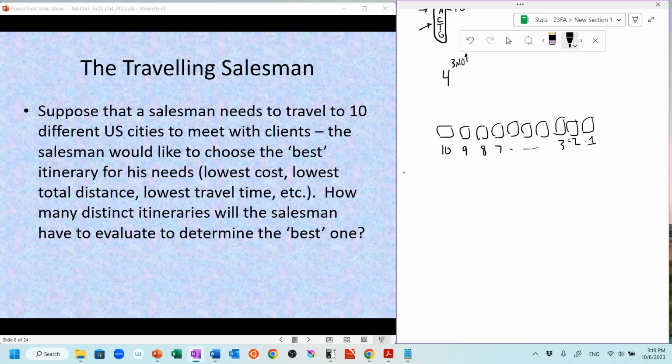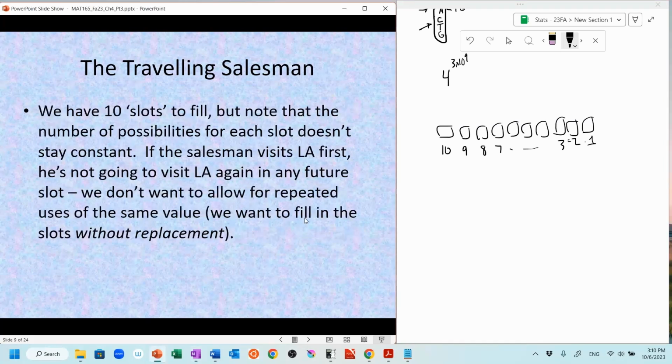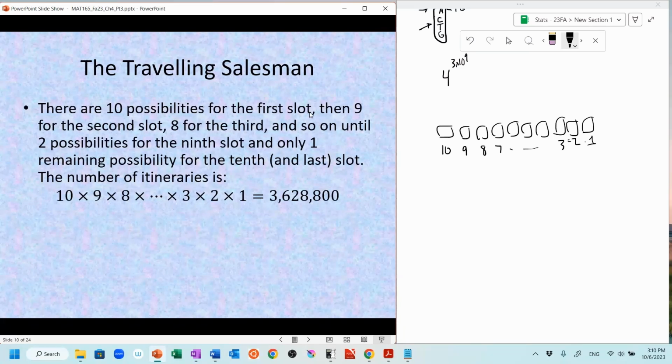Down to 3 for the third to last slot, 2 for the second to last slot. In the last slot, I've already used up 9 of my 10 cities. There's only 1 left, so that gets 1 choice for that last slot. So I see my number of itineraries is 10 times 9 times 8, all the way down to 3 times 2 times 1. And this is about 3.6 million.